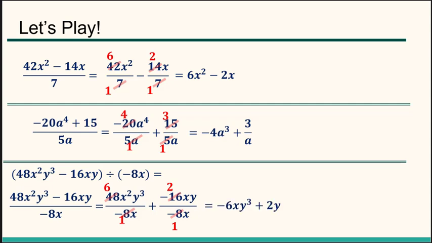And then I'll end up with negative 6xy cubed. Looking at that second term, that's going to be a plus 2. One of the x's cancels, it goes away, so I don't have any x's left, and it's just plus 2y.